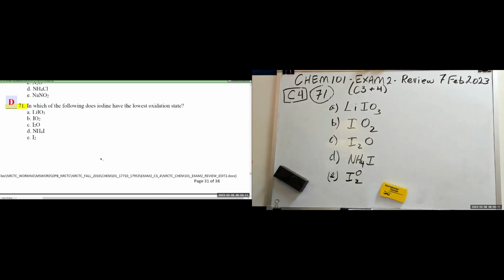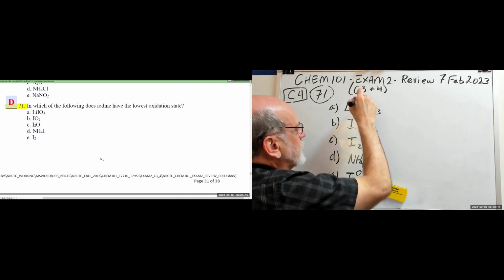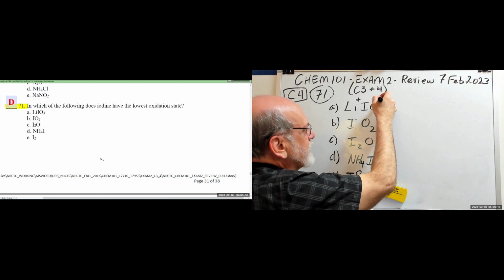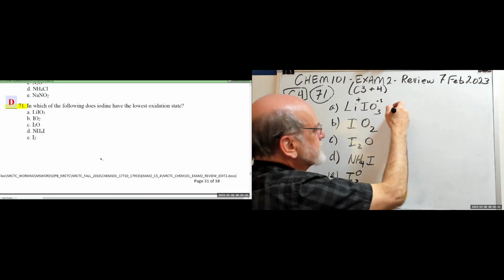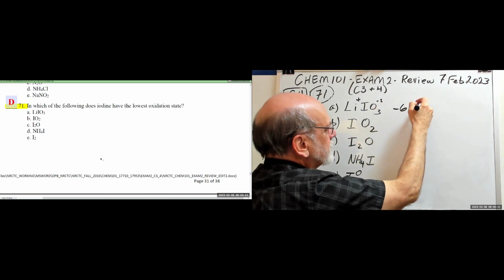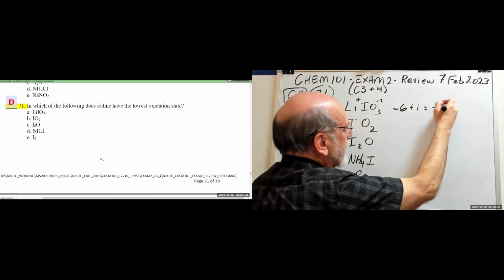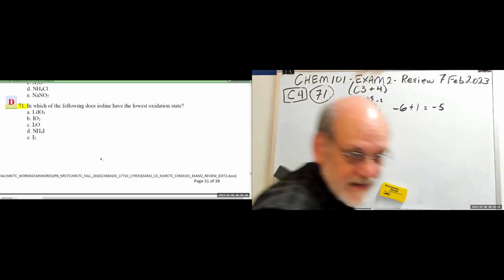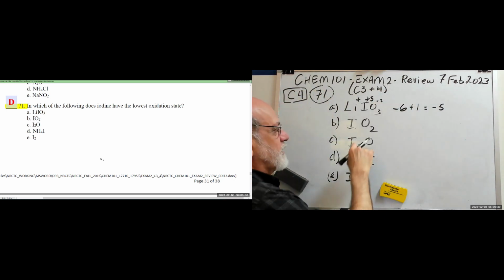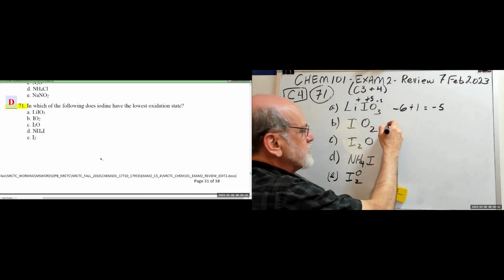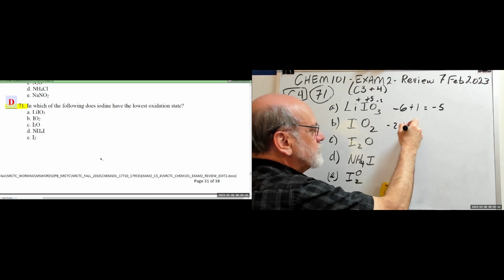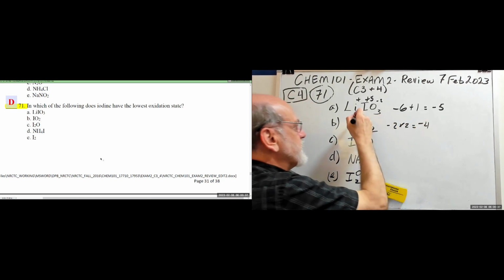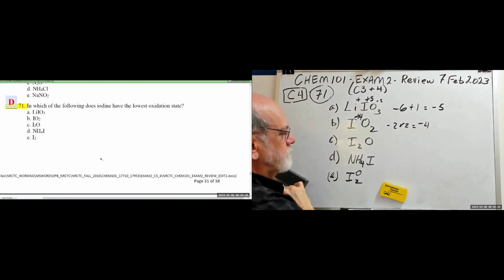That was 0. Okay. This one is a +1. This one is a -2. So that's a -6. And a +1 is -5. So this has to be a +5. Right. That's not a very low oxidation number. This one is a -2 times 2, which is a -4, which means +4 for this one.